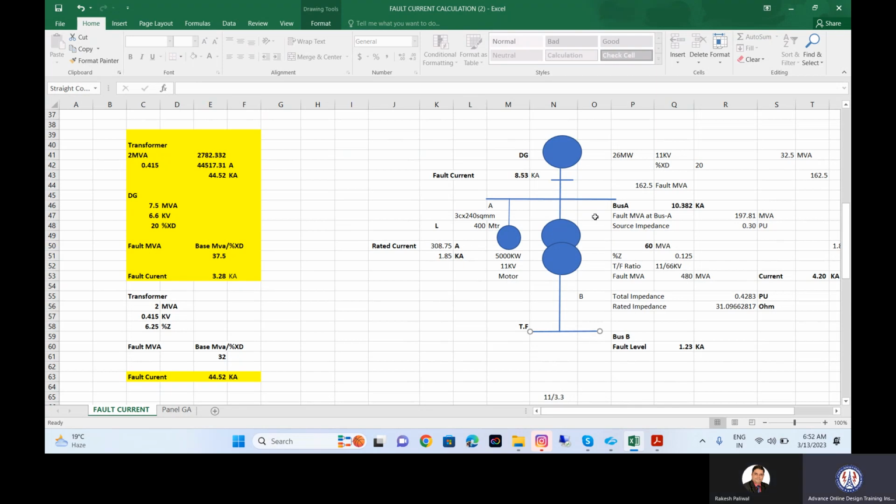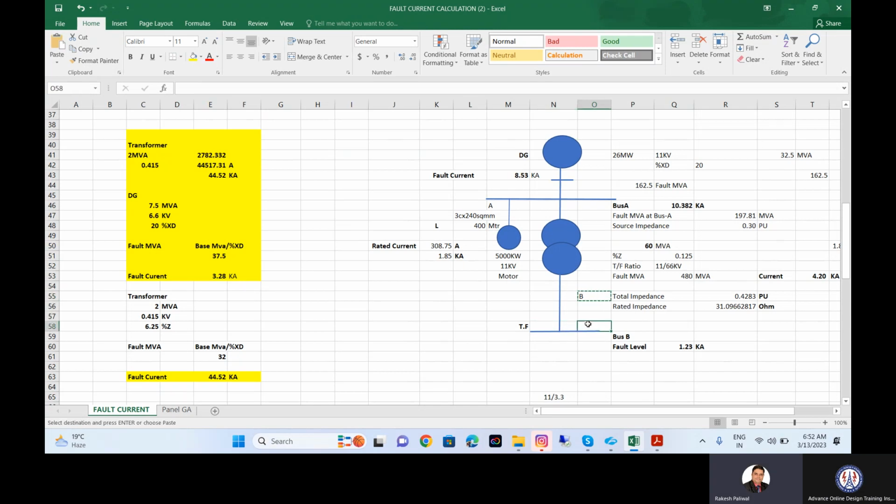For the bus A, it will be the fault current coming from the DG and the motor contribution only, correct? Yes, sir. Transformer is a static device. There is no rotating part, so there will not be any contribution. Okay, sir. In that case, transformer impedance will not be considered, no, sir? Transformer impedance will be considered only when the current is coming from here. Because of the step up and step down feature, this current value will change. So it will be added if we want to calculate the fault current at this point.